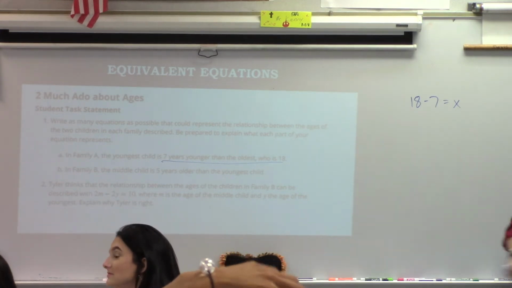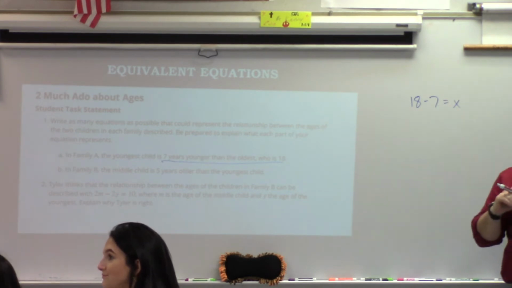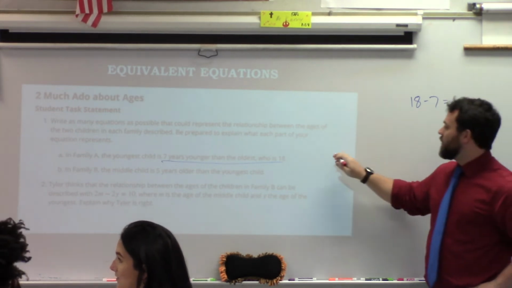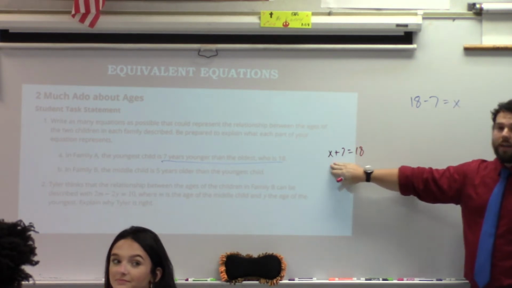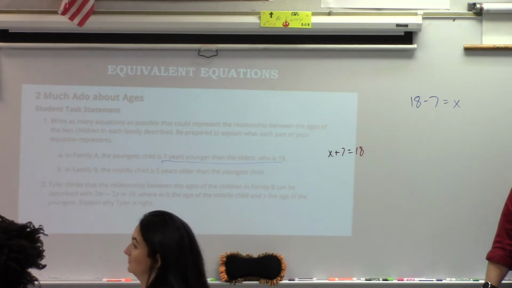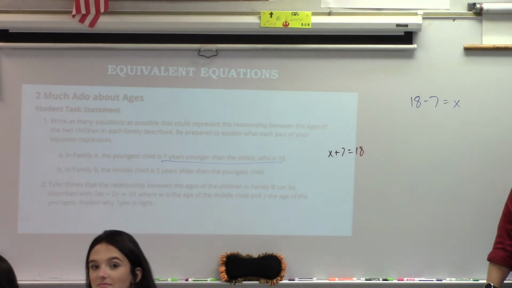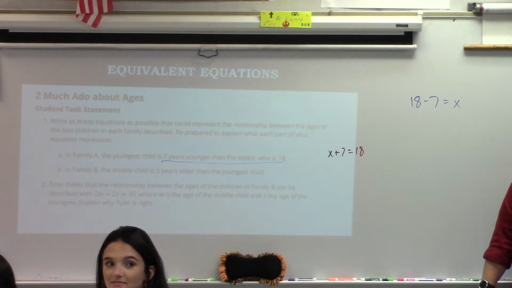Alright, so let's start here. Group 6, can you give us an equation for part A different than this one? X plus 7 equals 18. Say it one more time. X plus 7 equals 18. What is that equation saying? It's saying the youngest child is 7 years younger and the oldest is 7 years older.